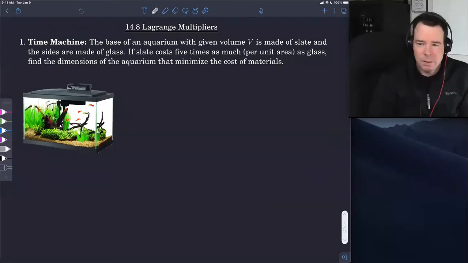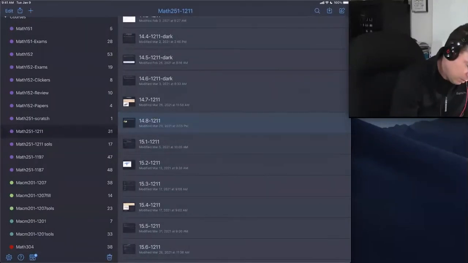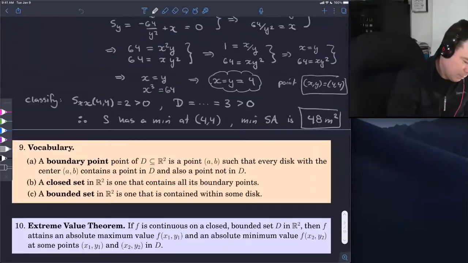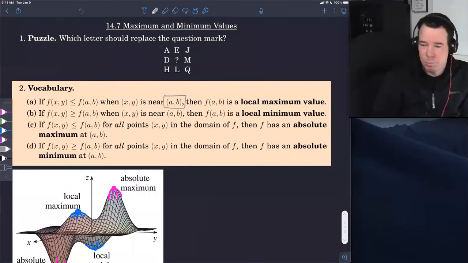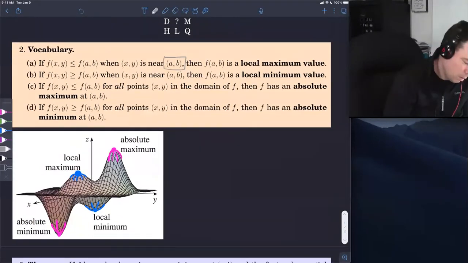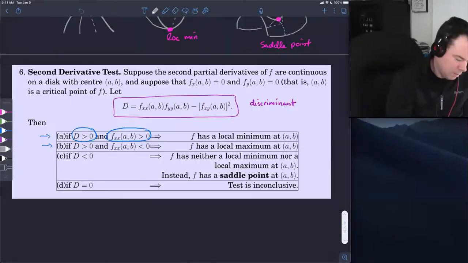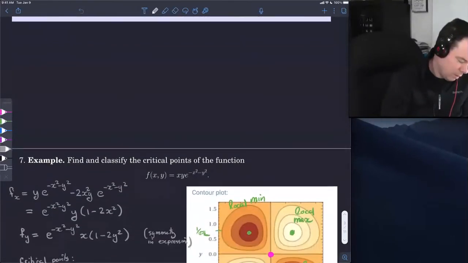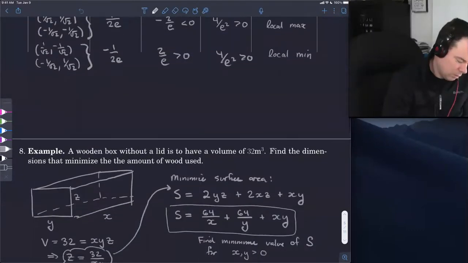The reason I skipped it initially and am now coming back to it is for the following reason. So I'm going to jump back to 14.7 for a second. 14.7 was our max-min problems. We learned techniques for finding critical points, and then once we found critical points, we classified the critical points. Then we worked on some examples of optimizing functions.